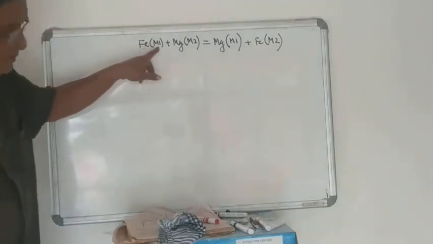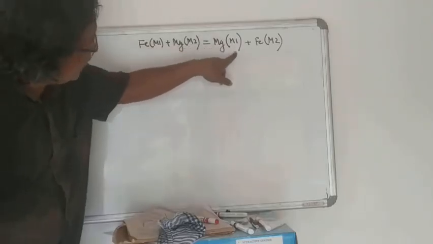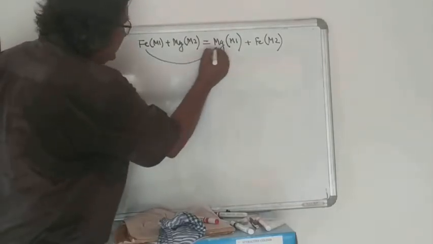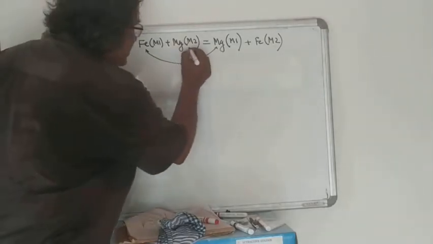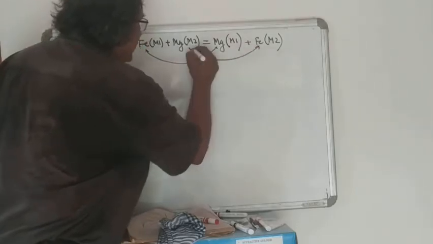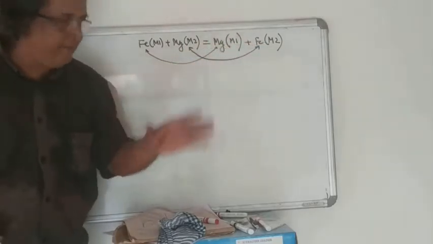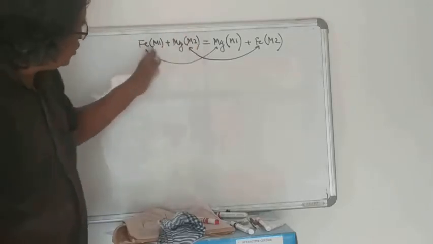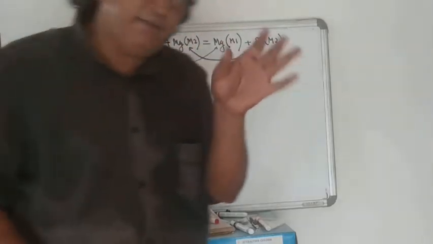Fe in M1 plus Mg in M2 is equal to Mg in M1, Fe in M2. Which means here is the partitioning of iron and magnesium in the M1 site, and here is the magnesium iron partitioning among the M2 site. So both M1 and M2 are the same on either side of the expression, but we are talking of iron magnesium partitioning between the M1 and M2 sites.